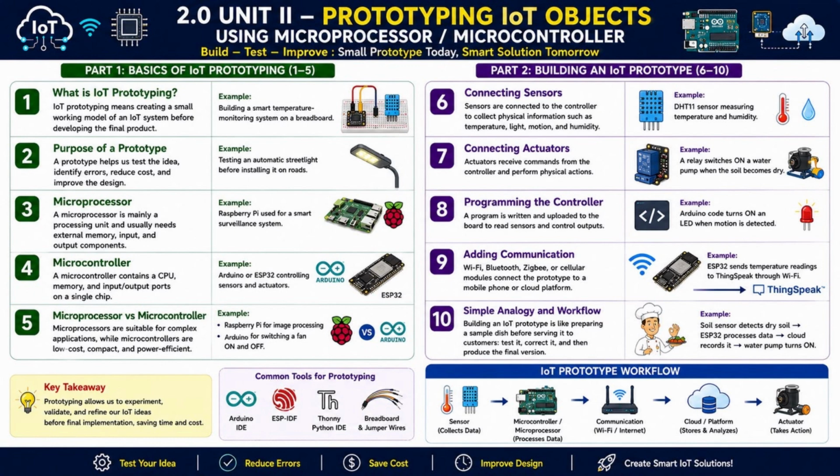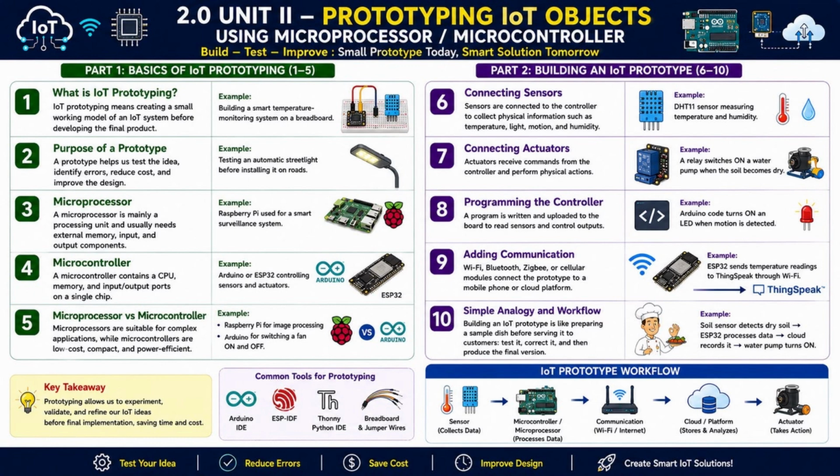IoT prototyping means creating a small working model of an IoT system before developing the final product, like chicken curry. Example: building a smart temperature monitoring system on a breadboard or a very ordinary printed circuit board. That is an example. What is the purpose of a prototype?